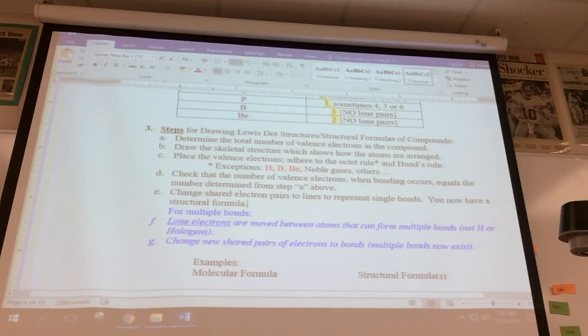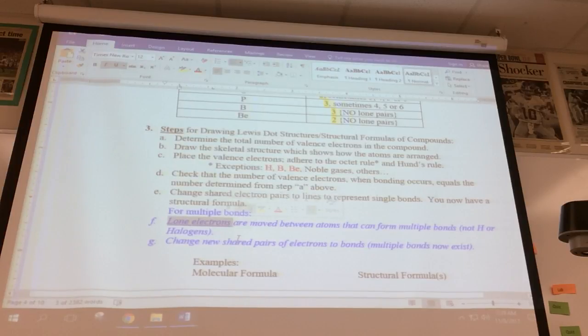Figure out total valence electrons. Draw the skeletal structure. Place the valence electrons. Check the number. Change shared pairs into sticks, which will still represent a shared pair, just in a different format. For multiple bonds, which we're going to hit now, you're going to see that you're going to have lone electrons, not a lone pair, but a single electron on 2 or more atoms.